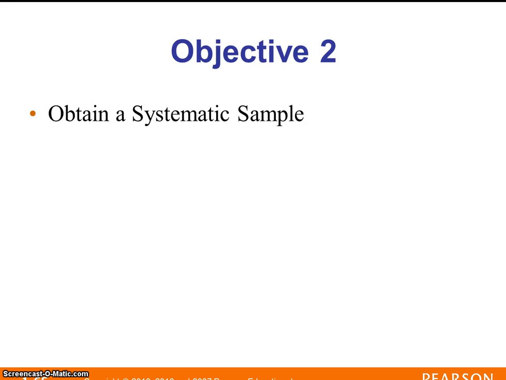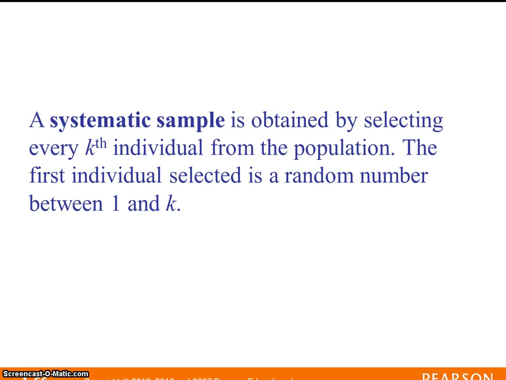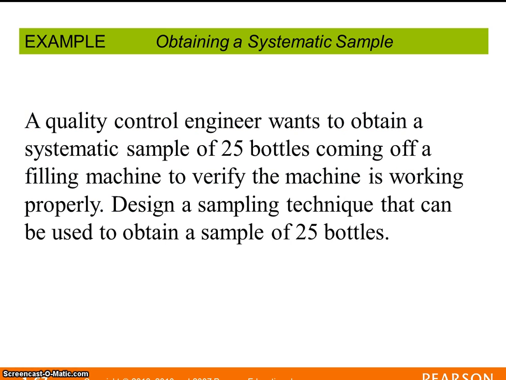The second method is a systematic sample, where you select every 10th individual from a population or every 13th individual from a population. In general, this will be every kth individual, where k will be 9 if it's the 9th individual or 17 if it's the 17th individual. The first individual selected is a random number between 1 and k. For example, if k is 10, the first individual should be labeled between 1 and 10. So you might start with the number 5 or something like that, a number that's randomly selected.